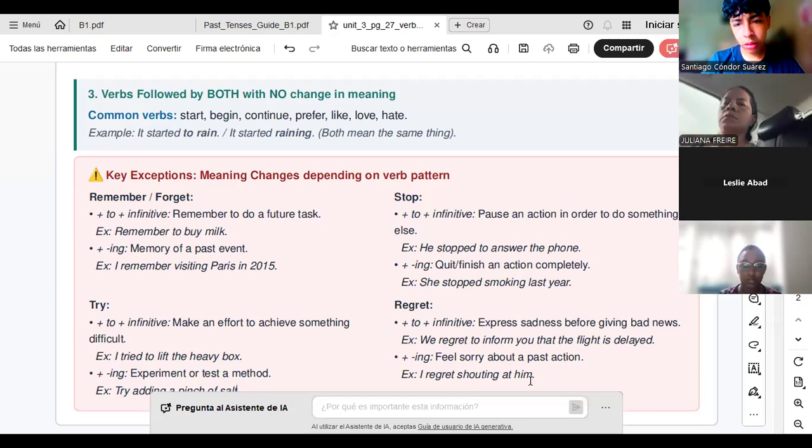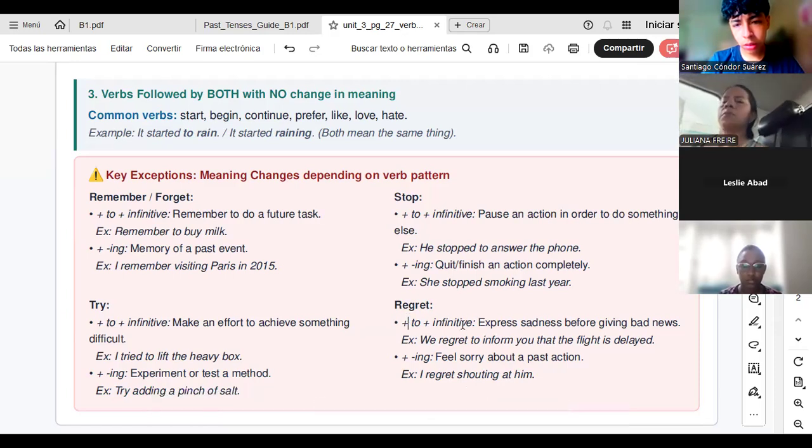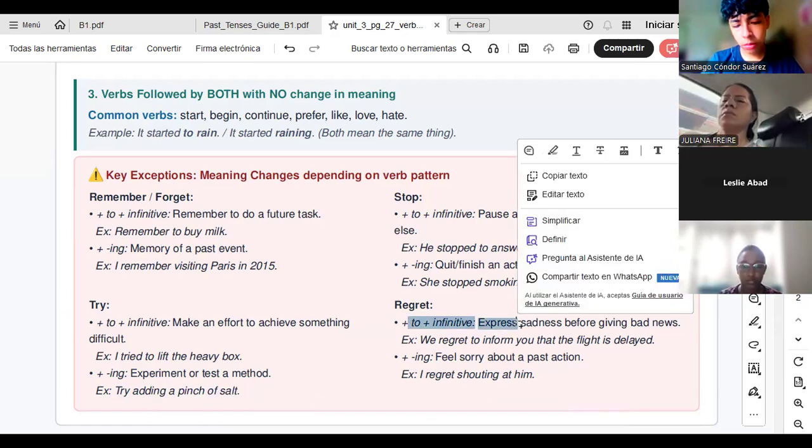Se arrepienten de algo que hicieron y con el infinitivo prácticamente están introduciendo malas noticias. Con ing, se están arrepintiendo, están sintiendo arrepentimiento de algo que hicieron. I regret shouting at him. Me arrepiento de haberle gritado. Is the difference clear? Guys, okay.